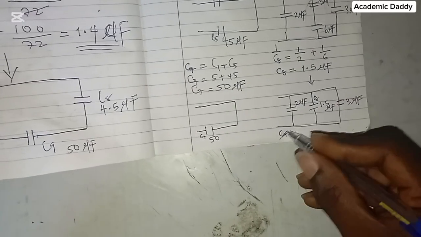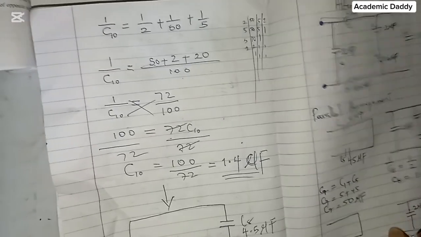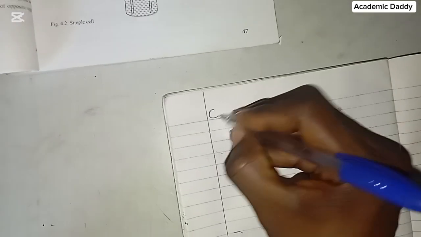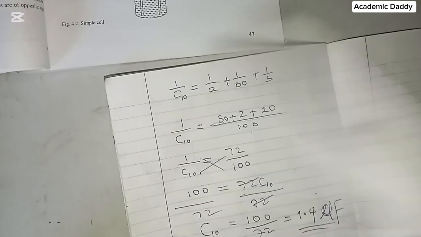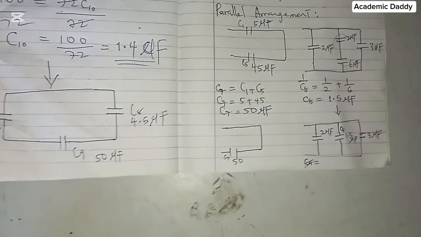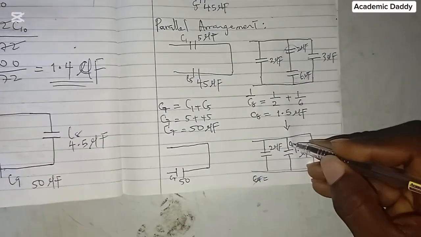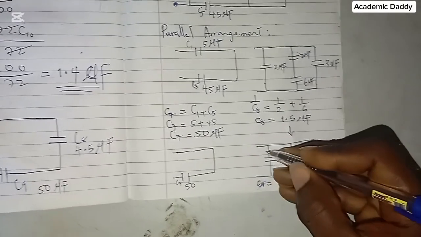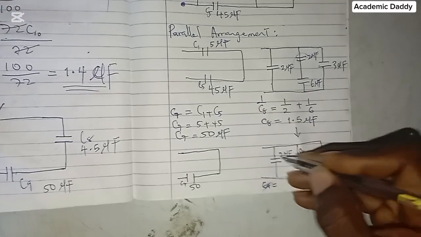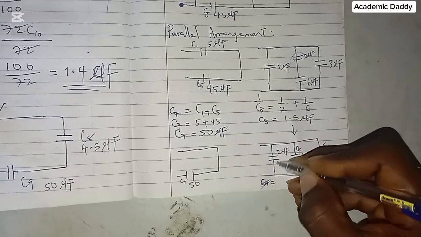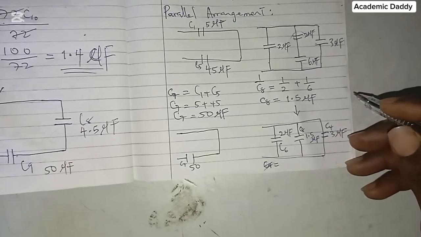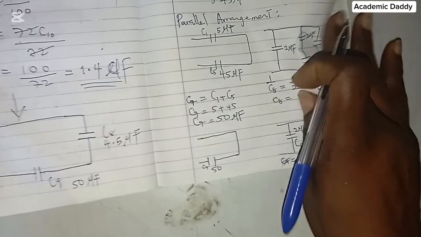So let me do it. So C9, if you look at it, you see that it's even simpler than you stressing yourself doing all those ones that are giving you a headache. So let's say this one is C8 now. This is still C4 and this is still C6. So it will simply be C4 plus C8 plus C6.